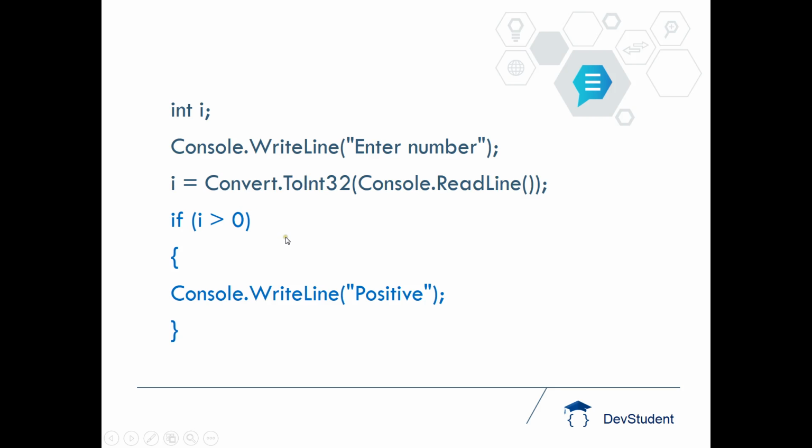So here I'm going to use an if condition, because I don't want to always print the text "positive" using my Console.WriteLine. This statement has to be executed if and only if the user enters a positive number, that means a number greater than 0. So here I have written an if condition: if I greater than 0, that means if the number entered by the user is greater than 0, this statement will be executed. Otherwise this will be skipped. This type of thing can be done using if conditions.